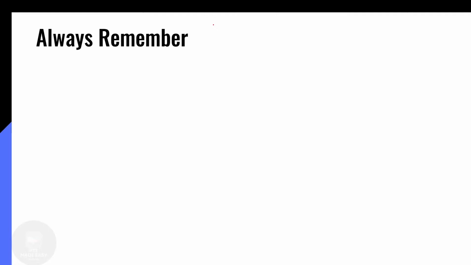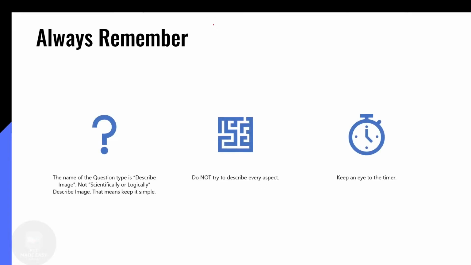Before I jump into that, always remember number one is the name of the question. Like I said, it's describe image, not scientifically or logically describe image. So try not to be too logical, and also try not to describe every aspect. There will be images that will have lots of information on them. Please don't try to describe everything. At the end of the day, your job is to describe within a given time period. So of course keep an eye on the timer.